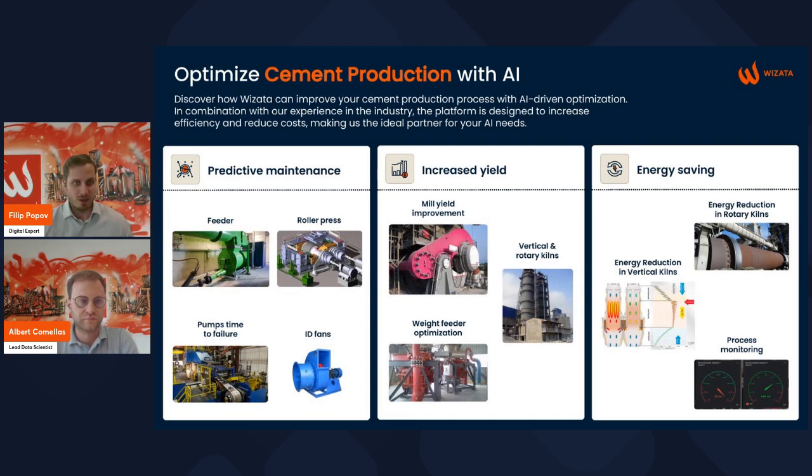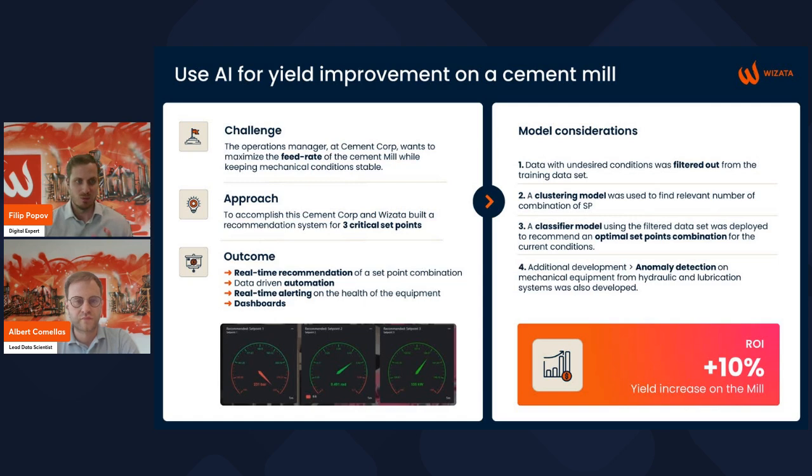Since we can't cover all of the cases in this webinar, we'll focus on a specific case study of using AI to improve yield on a horizontal mill. So using AI to improve yield on a horizontal mill will be the one we'll be deep diving into today. Let me paint you a picture. We had a challenge where an operations manager wanted to maximize the feed rate, excuse me, while keeping mechanical conditions stable. Our approach involved building a recommendation system for 3 critical set points.